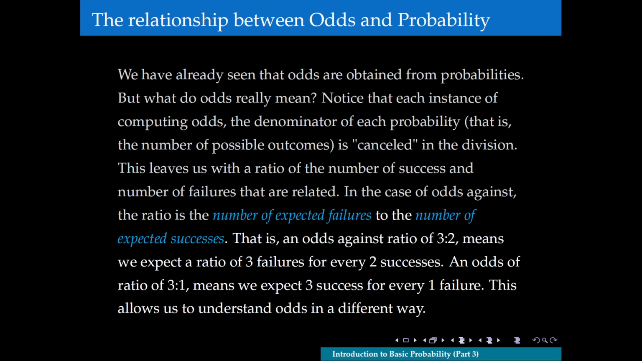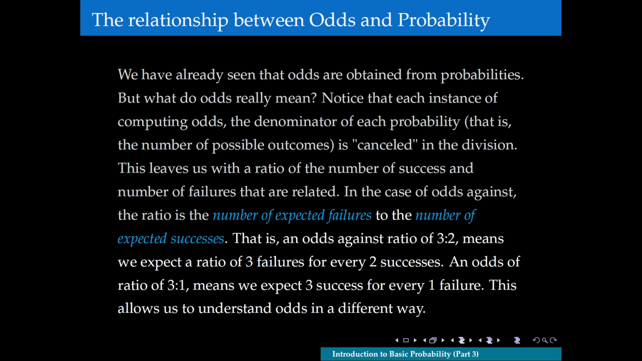In the case of odds against, the ratio is the number of expected failures, remember that we're dealing with expectation with probability, to the number of expected successes. As an example, the odds against ratio of 3 to 2 means that we expect a ratio of 3 failures for every 2 successes. Again, remember that in probability we always rely on the law of large numbers. This doesn't mean that if you have 5 trials, you're going to expect 3 failures and expect 2 successes, right? But we expect in the long term to have the ratio of approximately every time we have 2 successes, we're also going to have 3 failures.